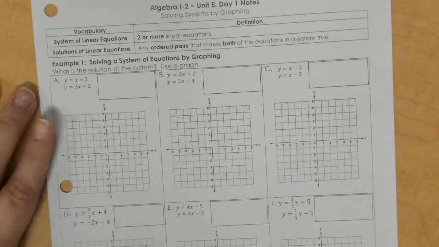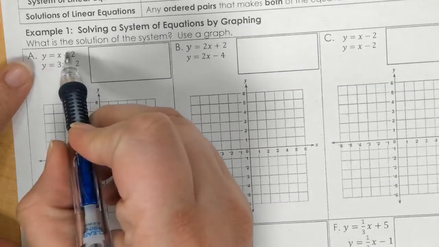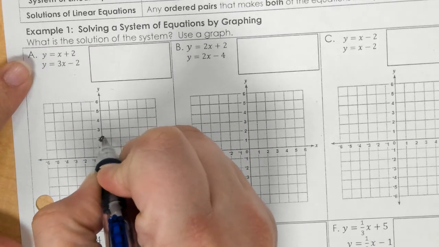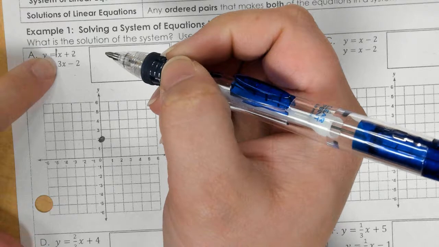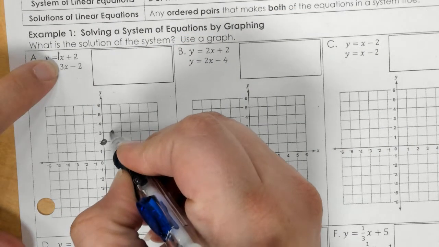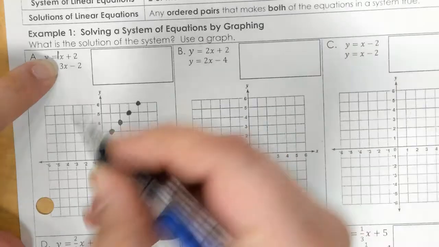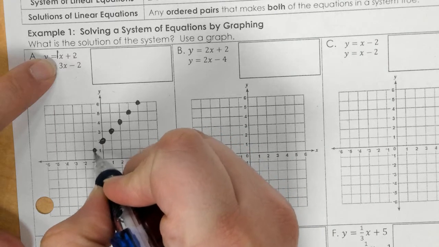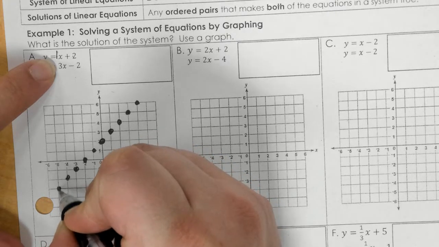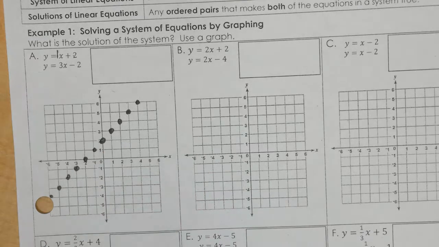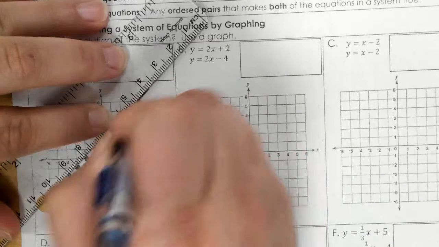For the first one, we're going to have to review our graphing skills. For the first equation, we start at positive 2 on the y-axis. My slope is 1, but to make it a fraction, you put it over 1, so 1 over 1, meaning you go up 1, right 1, and you do that several times. We also go down 1, left 1, and then you draw your line.